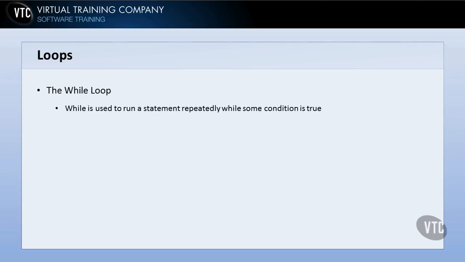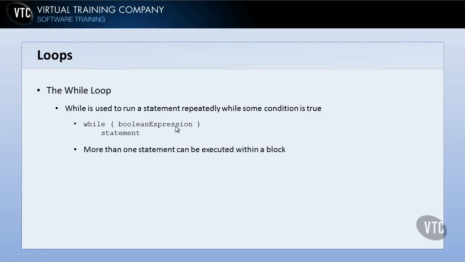Now, the while loop's pretty straightforward. While is used to run a statement repeatedly as long as some condition is true. So, while this Boolean expression is true, we'll execute this statement and loop back up, check it again, execute the statement if it's true, and just keep going right back over this over and over and over. We just keep looping here. Now, you can have more than one statement, and you can use a block. So while the Boolean expression is true, statement 1 and 2 will execute.